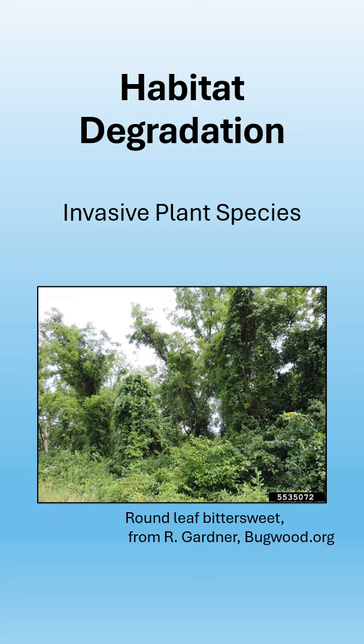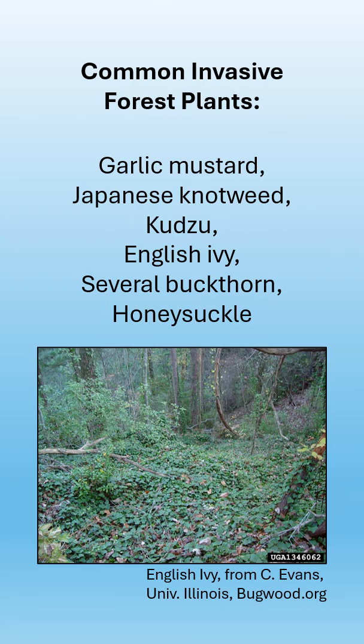The second component of habitat degradation is invasive plant species. And again, here, this is just a forestry example, but some of the common invasive forest plants, and this is a very small list, would be everything from garlic mustard to honeysuckle. In the image, you can see an image from Illinois that is English ivy taking over the understory, and these can have huge impacts. Invasive plants can have huge impacts on any of the habitats that they might occur in.